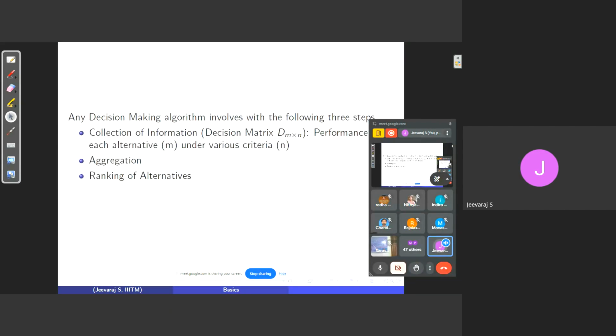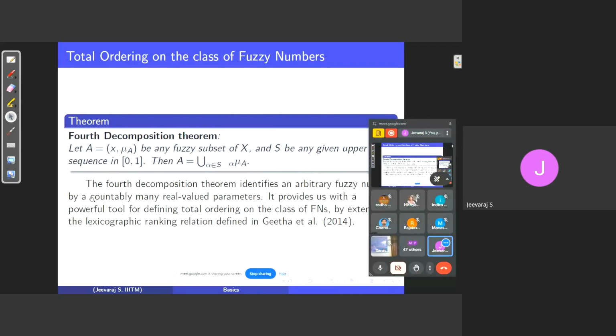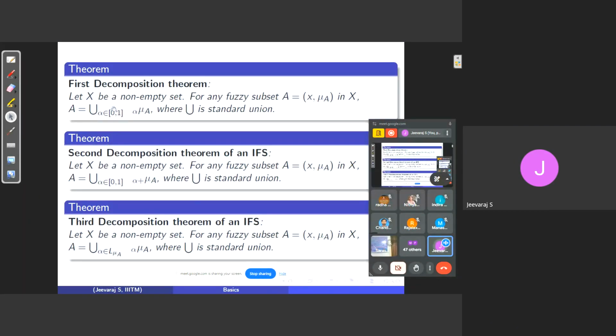Originally, the idea of the decomposition theorem is taking a value from the entire closed interval [0, 1]. How many values are possible? Infinite number of values are possible. What we are trying to do is, can we replace this infinite number of values with some finite number of values? This is our aim. This is where the question arises and people have tried to solve it. Which means we wanted to identify the fuzzy number by means of a finite number of parameters.